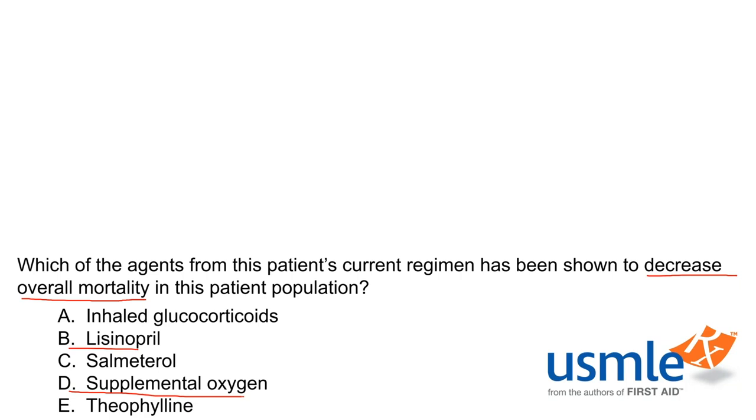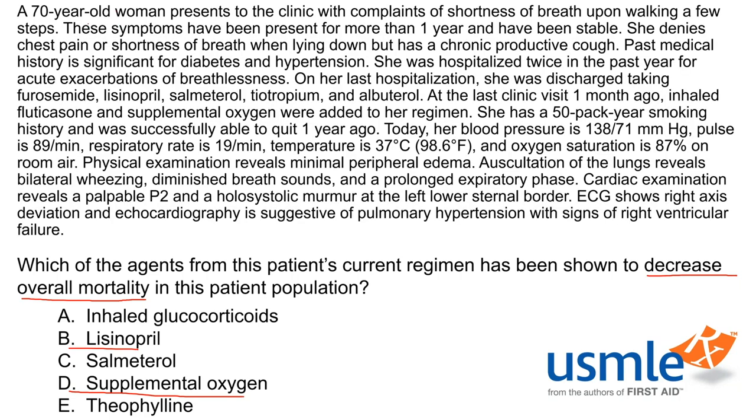So now we go into the stem itself. We have our 70-year-old lady complaining of shortness of breath. Symptoms have been there for a year. She denies any chest pain or shortness of breath when lying down. That is orthopnea, so she's denying orthopnea.